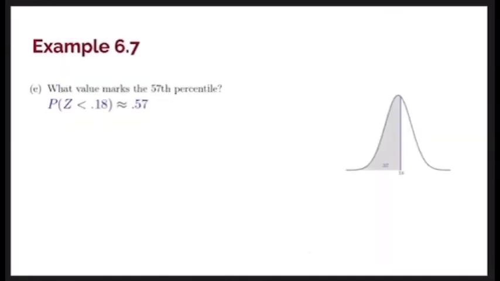Now take a look at this. If you try this today, try this guy. If you want to do that in R, what are you going to write? P num parenthesis 0.18, right? And that will give you 0.57. And you know the meaning of that? We're trying to say that the 57th percentile corresponds to 0.18. That's exactly what we mean. So they say, what value marks the 57th percentile? It means 57% of the standardized data have values less than 0.18.